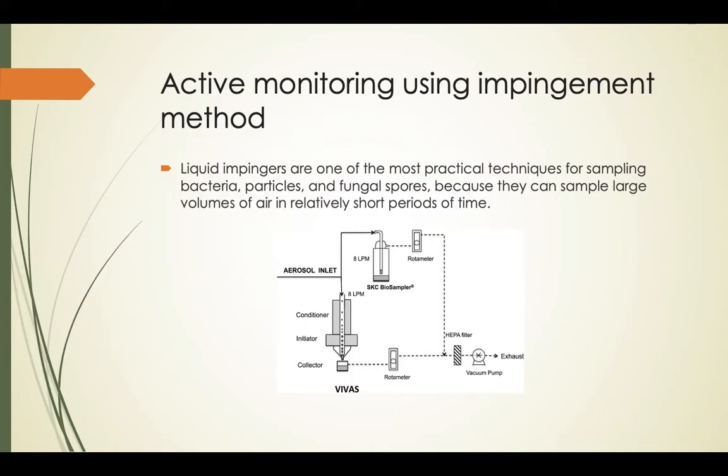Okay. Now we have active monitoring using the impingement method. The liquid impingers are one of the most practical techniques for sampling bacteria, particles, and fungal spores because we can sample large amounts of air in relatively short periods of time. If you've seen the video, then by now you know that using a liquid impinger gives you the advantage of sampling a lot of air in terms of volume.